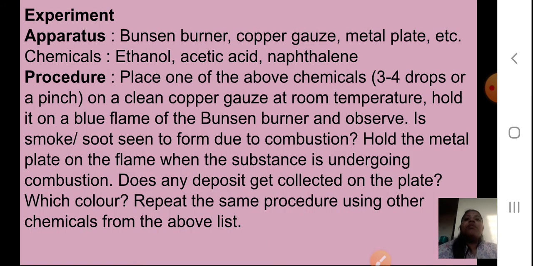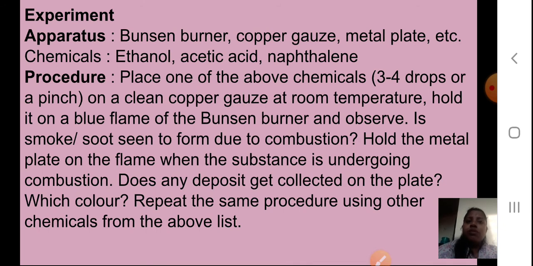Okay, so we are going to do a small experiment. Apparatus, you are going to require a Bunsen burner, copper gauze, metal plate, etc. Chemicals, you are going to require ethanol, acetic acid and naphthalene. Procedure, what we are going to do, students: place one of the above chemicals, 3 to 4 drops or a pinch, on a clean copper gauze at room temperature. Hold it on a blue flame of the Bunsen burner, meaning I am going to just heat it.